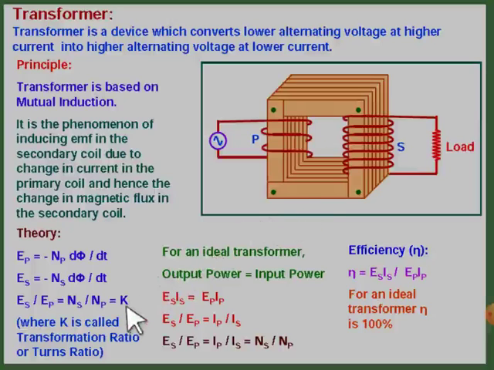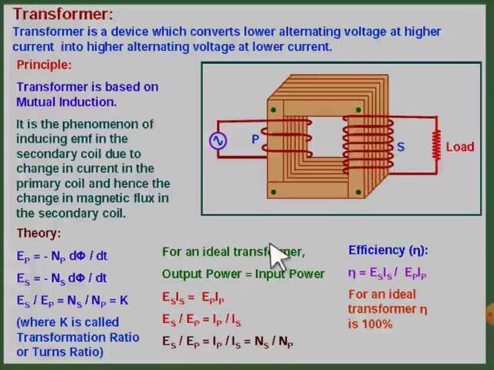In the case of a step up transformer, what happened? The total number of secondary turns will be very much greater than the total number of turns of the primary coil. In the case of a step down transformer, the number of turns in the primary coil will be more than the total number of turns in the secondary coil. Got it?